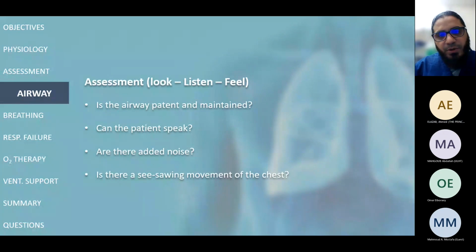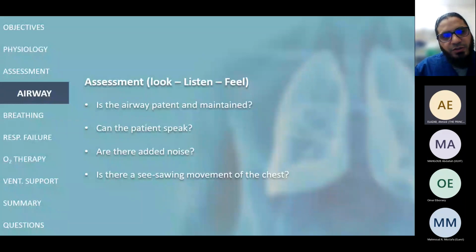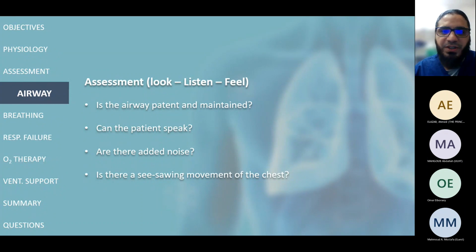So we'll start briefly about the airway management, because it's so linked to the respiratory support. You can't deliver any respiratory support without a patent airway. So quickly assess the airway, look, listen, and feel. Is the airway patent? Can you see any obstruction?